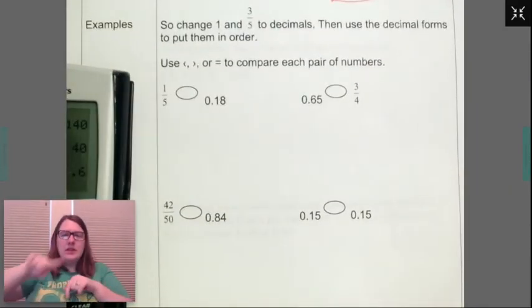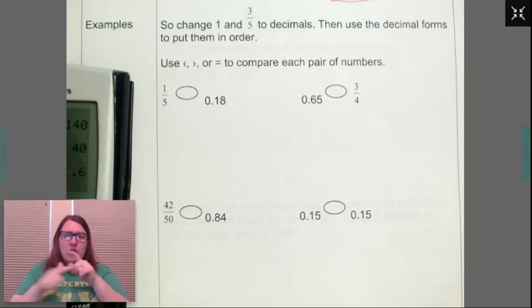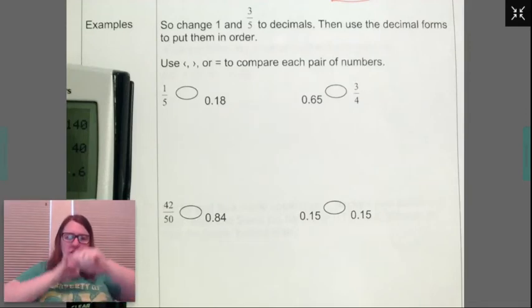All right, now let's look at these. We are going to use greater than, less than, or equal to compare two pairs of numbers. So we have 1 over 5 and 0.18. Okay, what do I need to do? I need to change that fraction to become a decimal. How do I do it? I put it in my calculator.